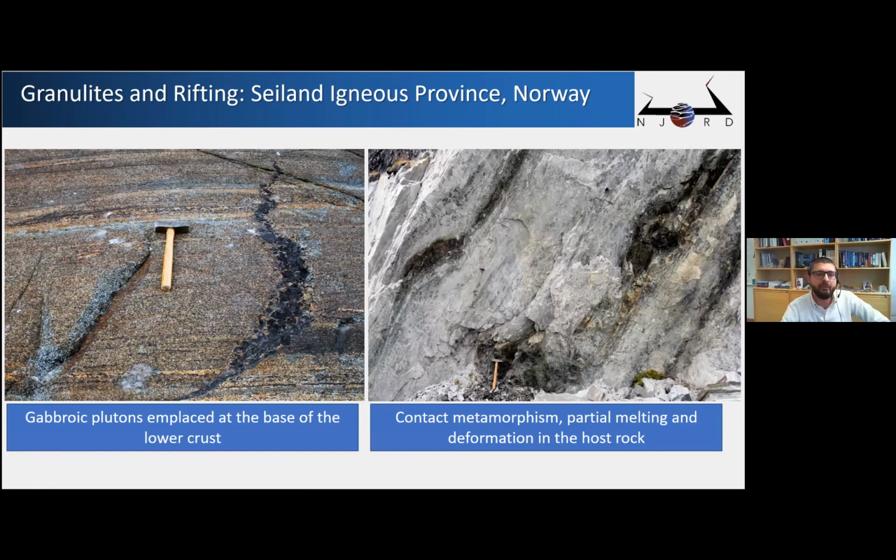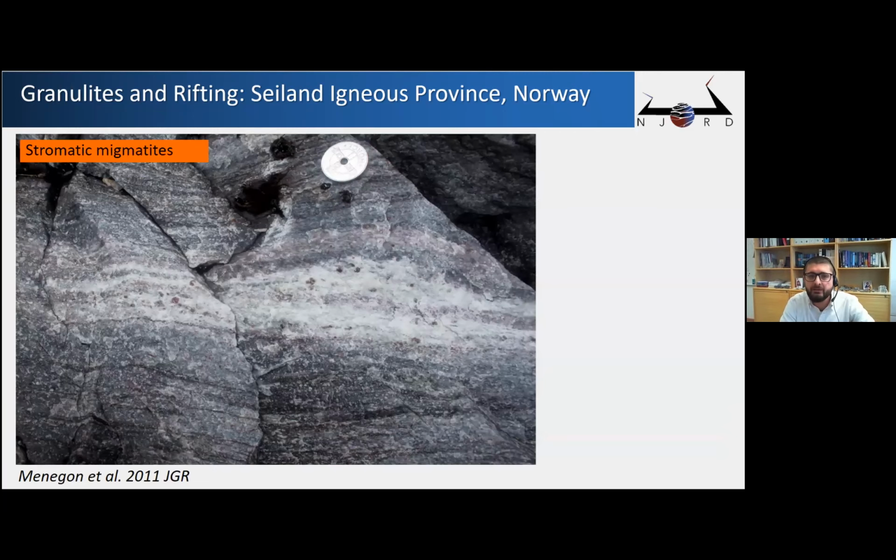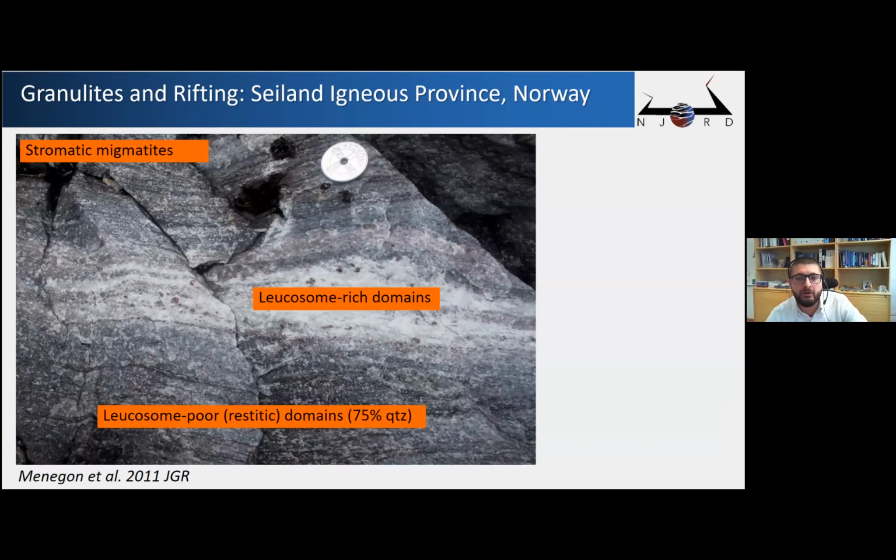Okay. The rocks of the Seiland Igneous Province are predominantly gabbroic with a nice primary magmatic layering, whereas the host rock, these metasediments that I briefly introduced earlier, are extensively modified by contact metamorphism, partial melting, and deformation, so syn-extensional shearing. So let's look into these metasediments. They are migmatites, they are stromatic migmatites. That includes what we identified as a leucosome-rich domain and a leucosome-poor, essentially a restitic domain.